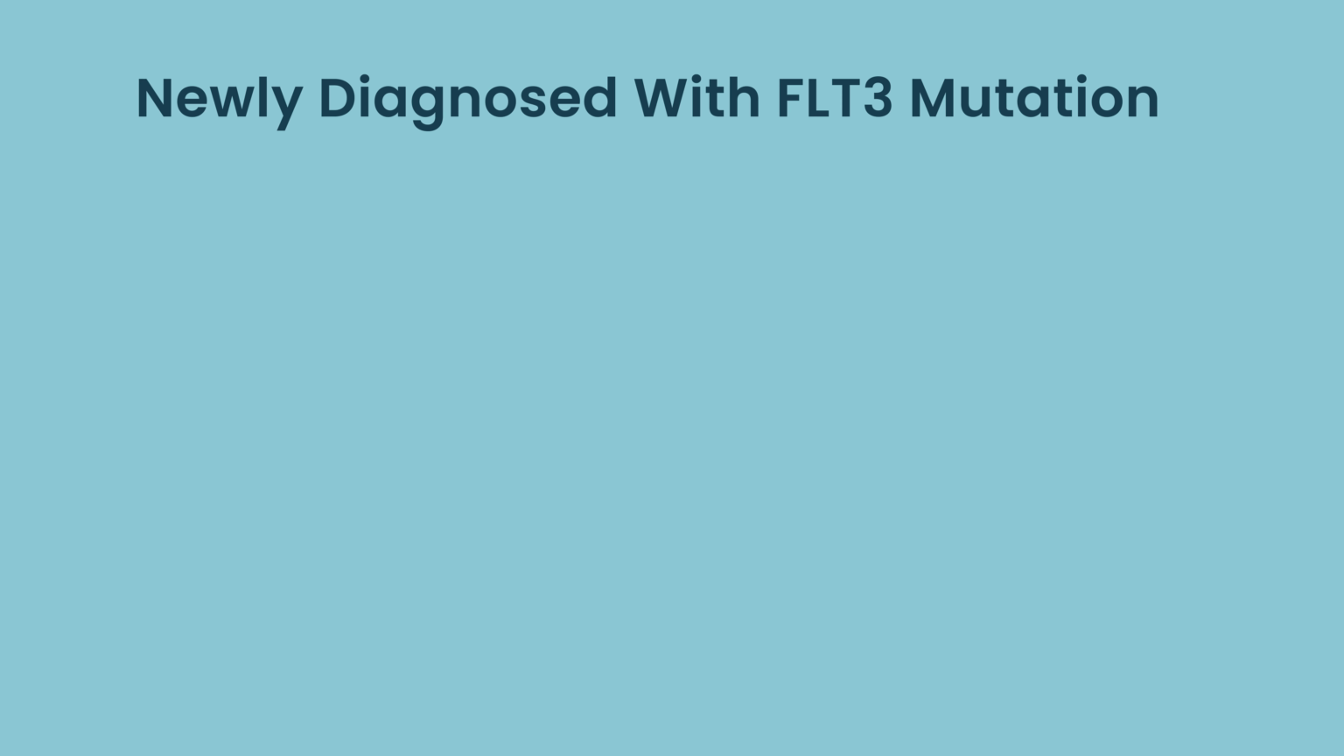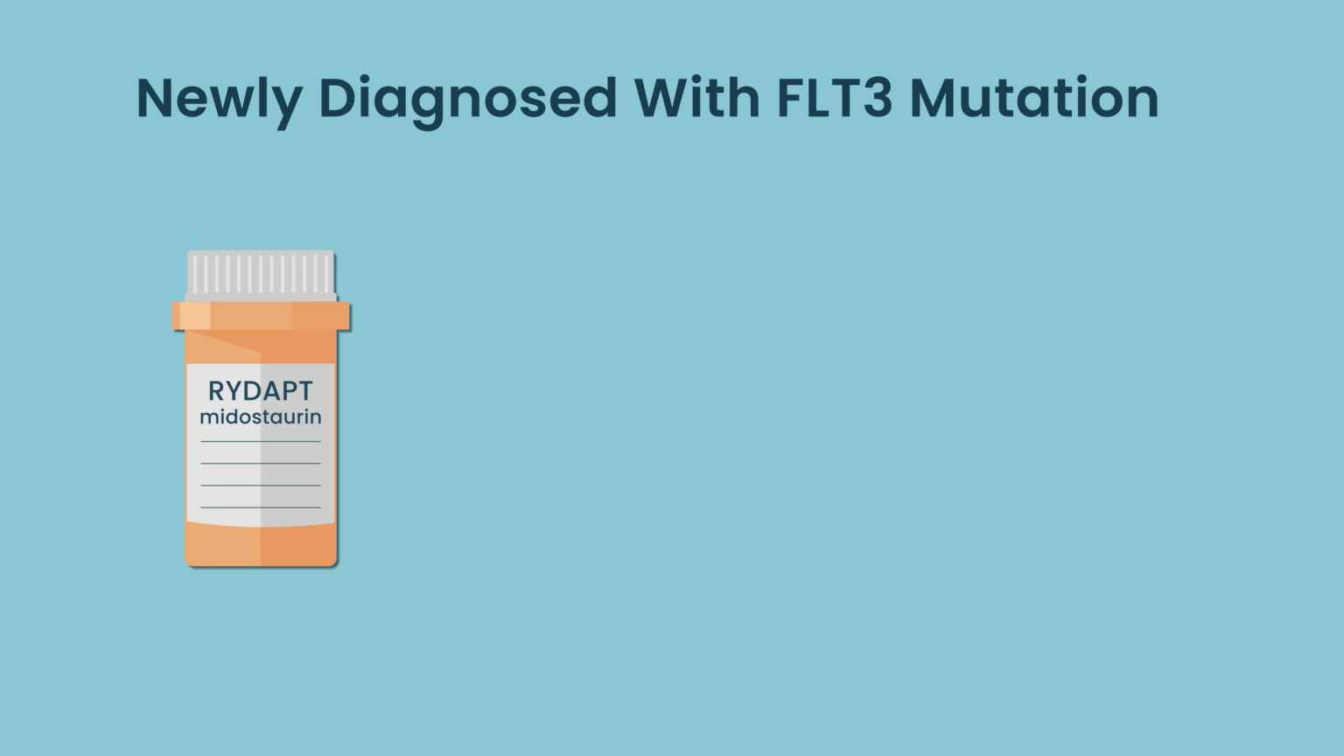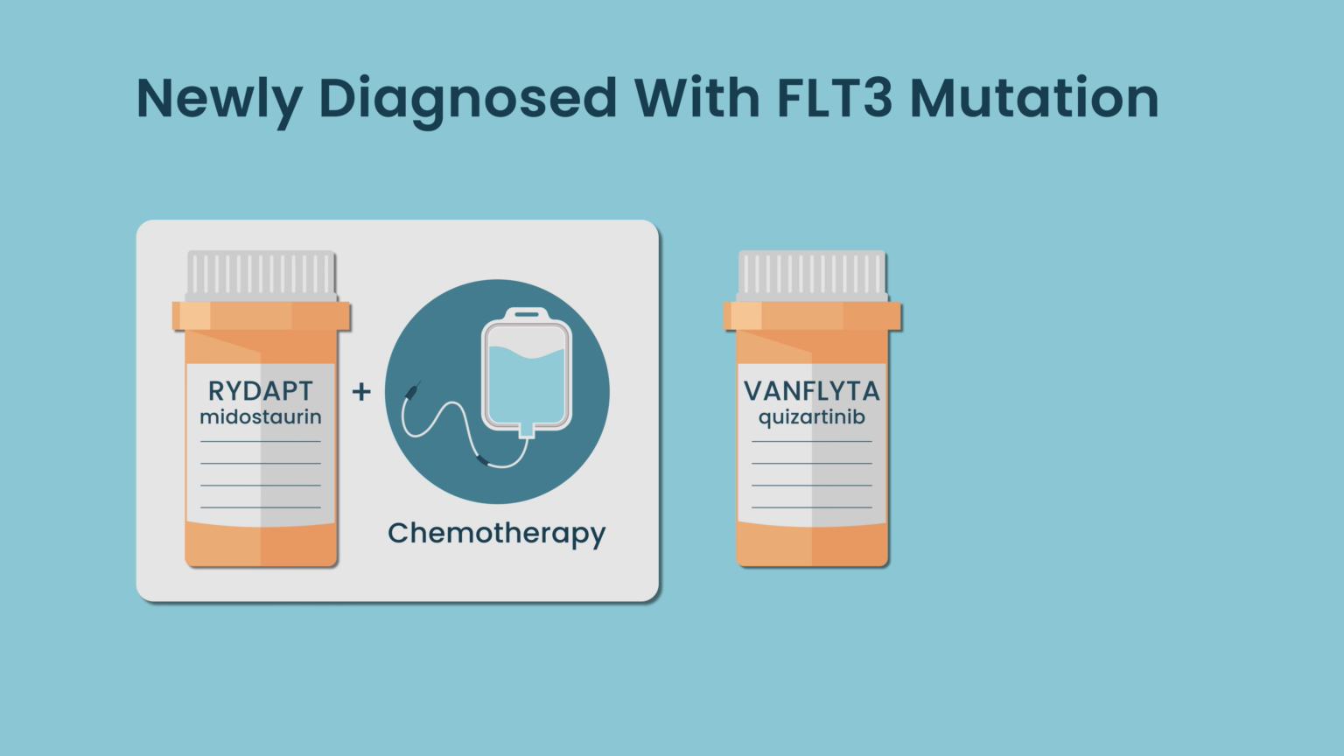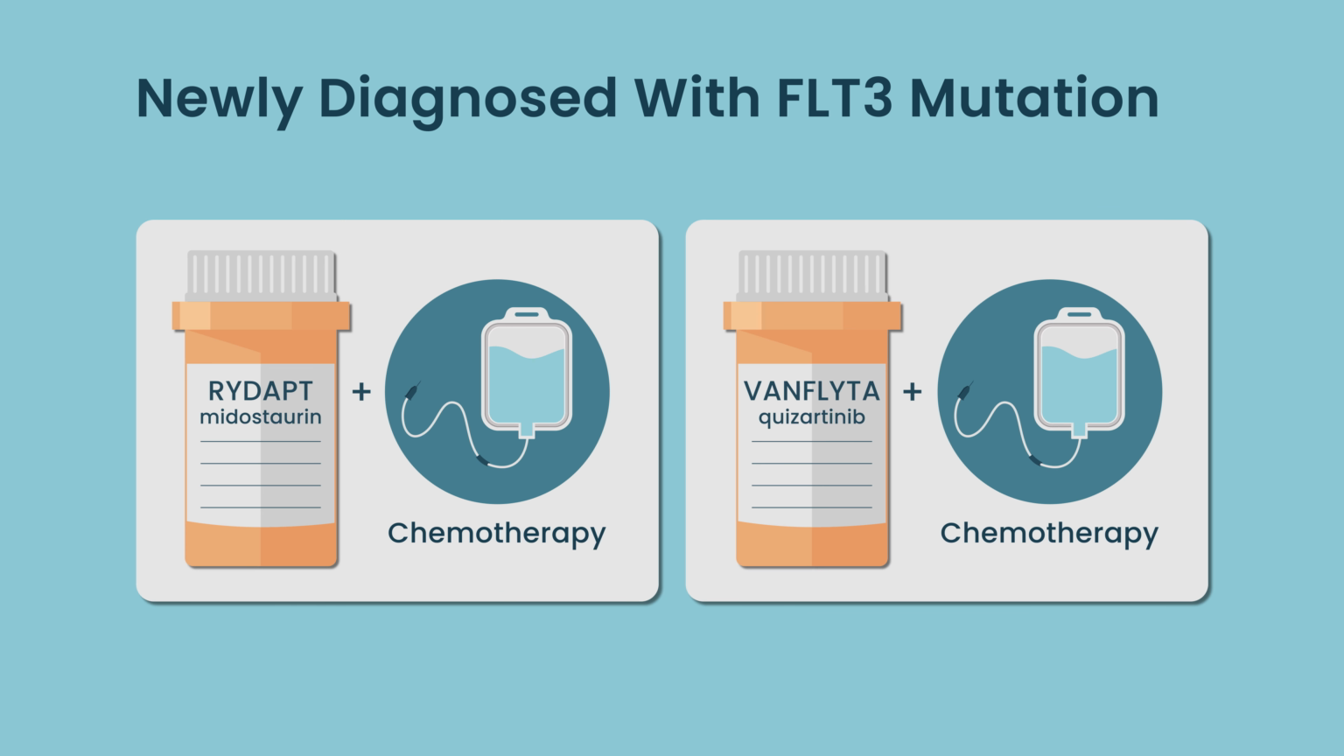There are 2 drugs that are used for newly diagnosed acute myeloid leukemia in patients with a FLT3 mutation. One of those is a drug called midostaurin, which is given in combination with chemotherapy. A newer one is called quizartinib, which is also given in combination with chemotherapy. The difference between those 2 drugs is quizartinib is a little bit more potent than midostaurin, but doesn't tackle every single FLT3 mutation. It only tackles the most predominant FLT3 mutation.